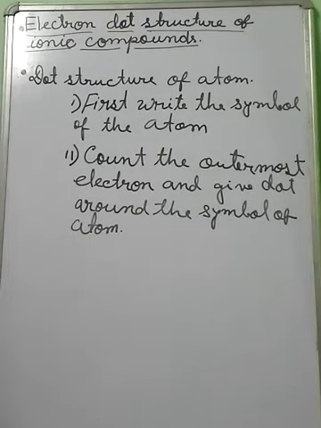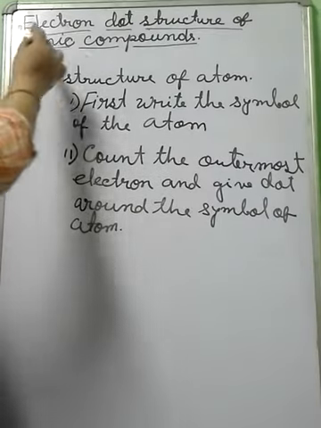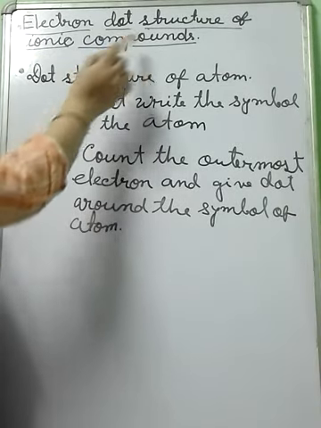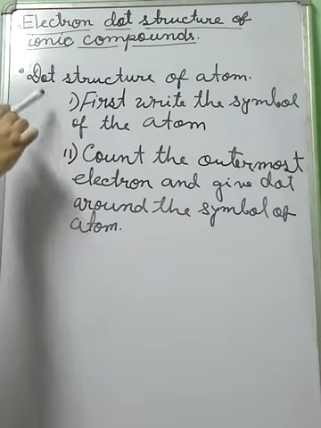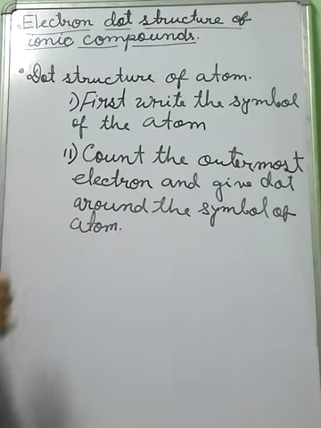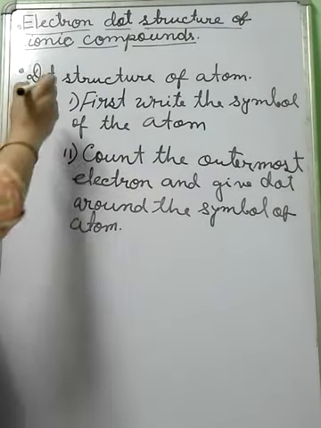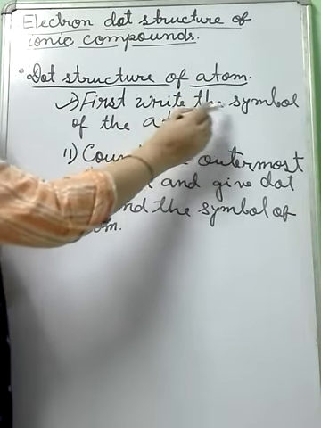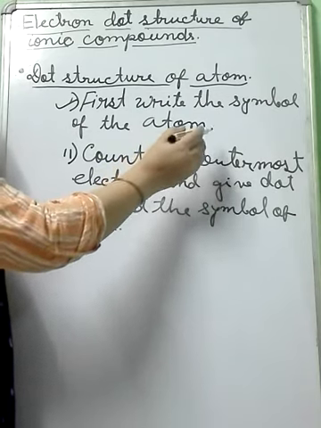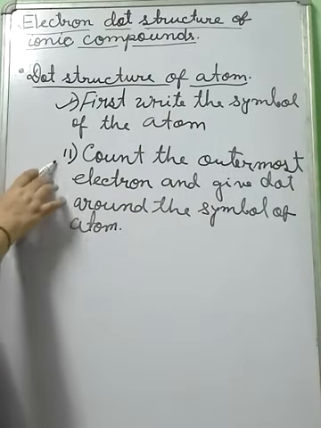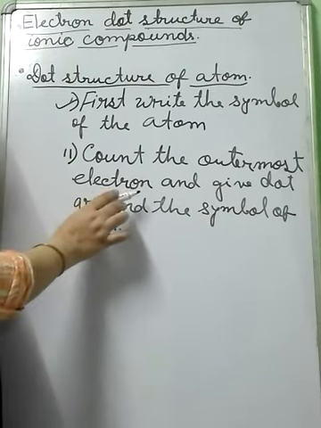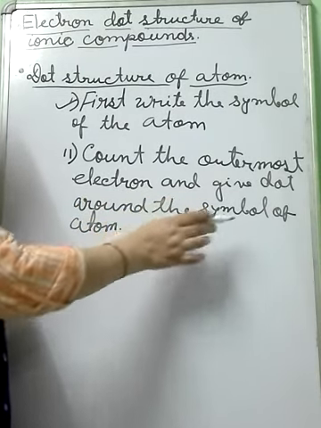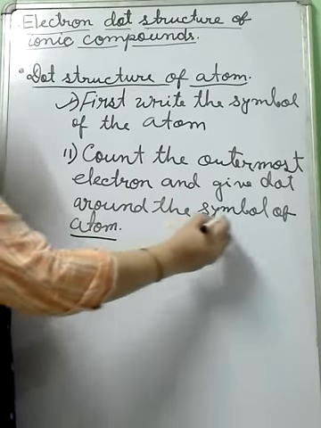Hello students, let us discuss the electron dot structure of ionic compound. Before learning the electron dot structure of ionic compound, we should know the dot structure of atom. To draw the dot structure of atom, number one, first we have to write down the symbol of the atom of that particular element. Number two, we will count the outermost electrons and we will give the dots for those number of electrons around the symbol of the atom.